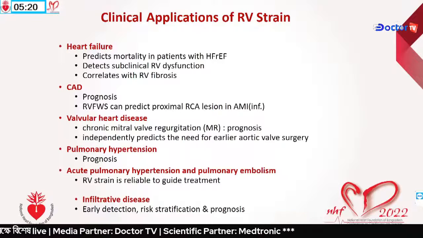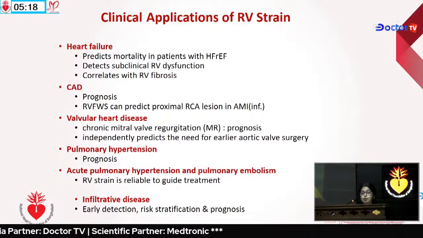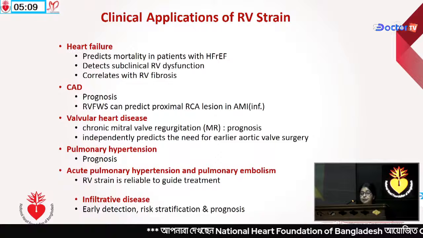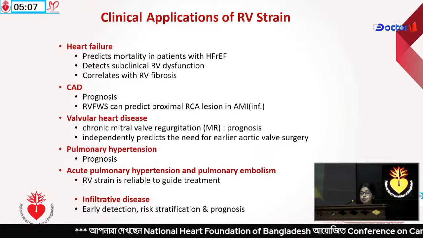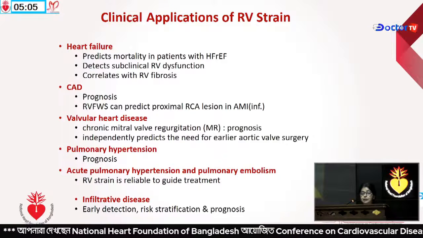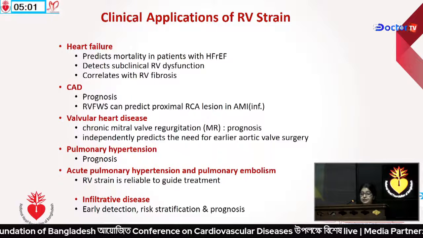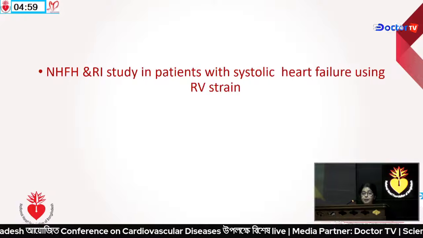Now we move to RV strain. RV strain has many clinical applications. It is important for prognostication of heart failure, coronary artery disease, valvular heart disease, pulmonary hypertension, and RV strain is reliable to guide treatment in case of acute pulmonary hypertension and pulmonary embolism. In case of infiltrative disease, RV strain helps in early detection, risk stratification, and prognosis.